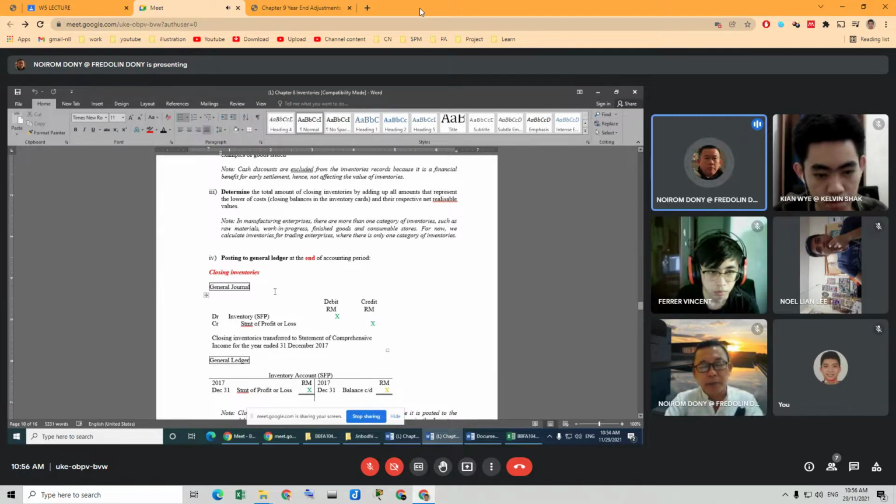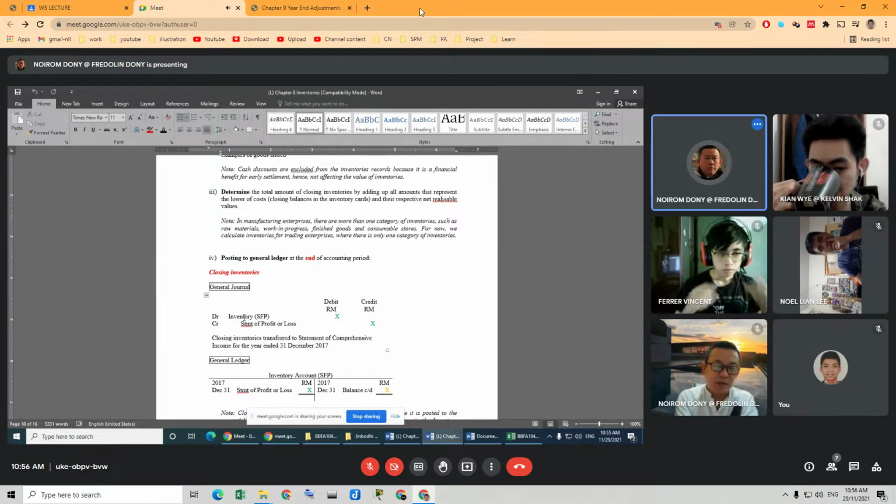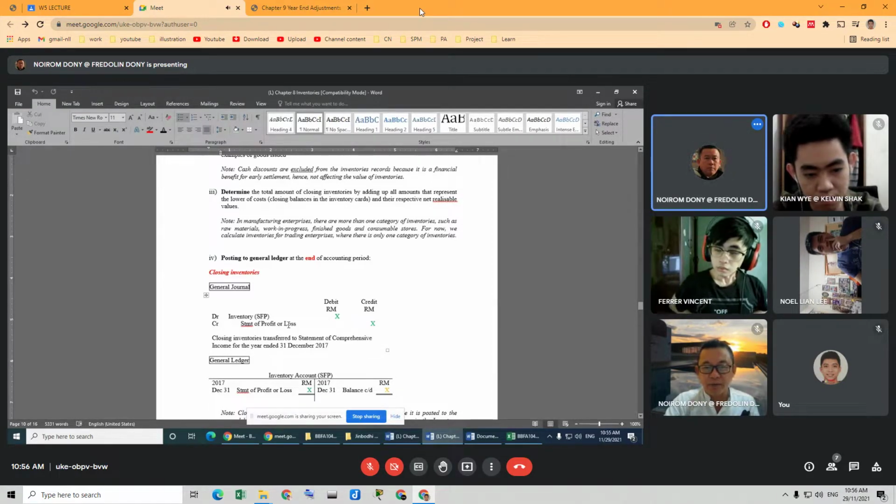So remember, the meaning of inventory is the remaining goods that are in hand, isn't it? Inventory is an asset. So if we have counted, then meaning the inventory increases, isn't it? So that's why we debit inventory, because it's an asset. We debit inventory, and there must be a credit account. So the corresponding account must be credited. So where do we credit? We credit the SPL.